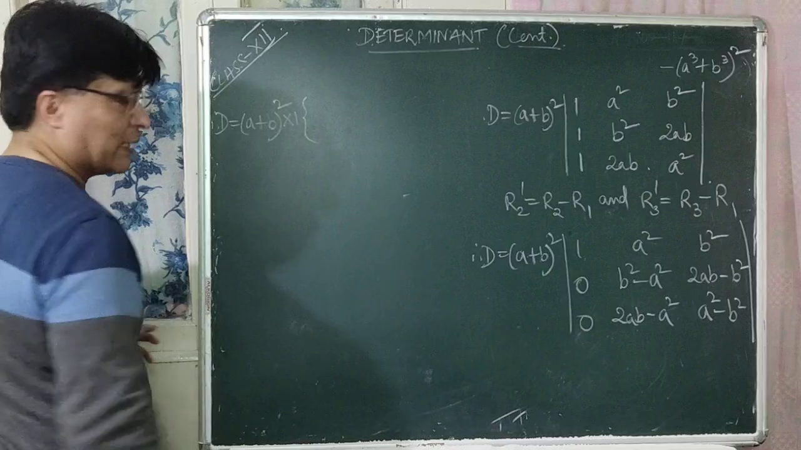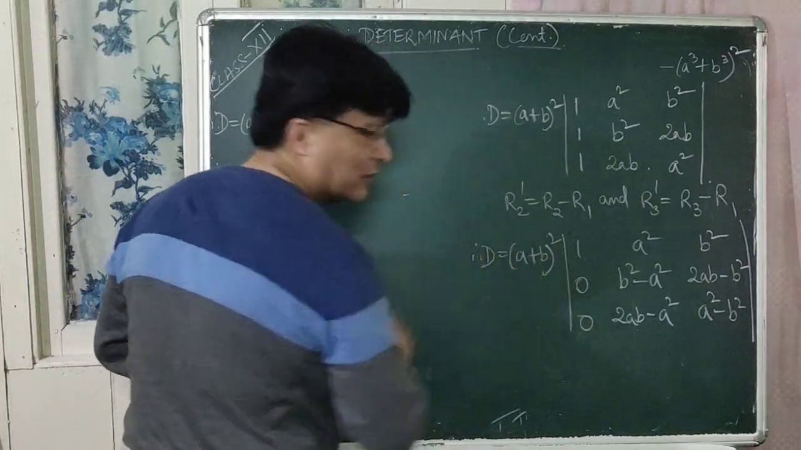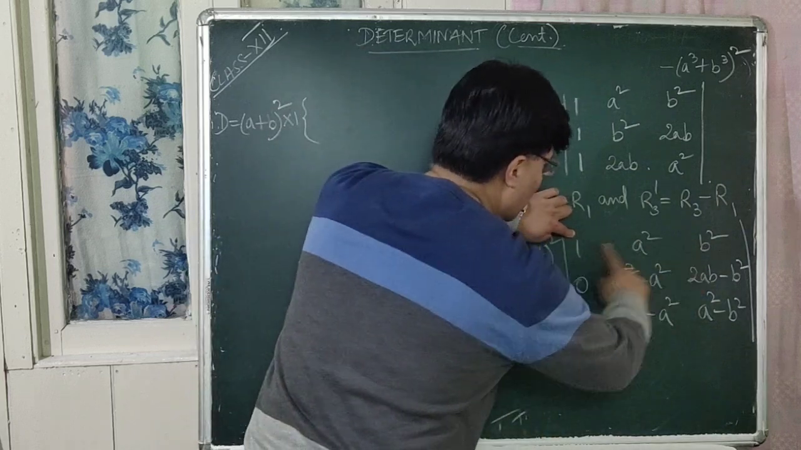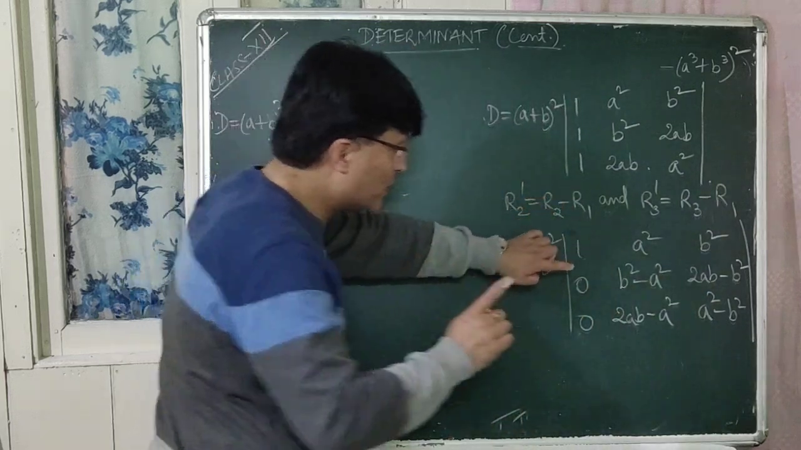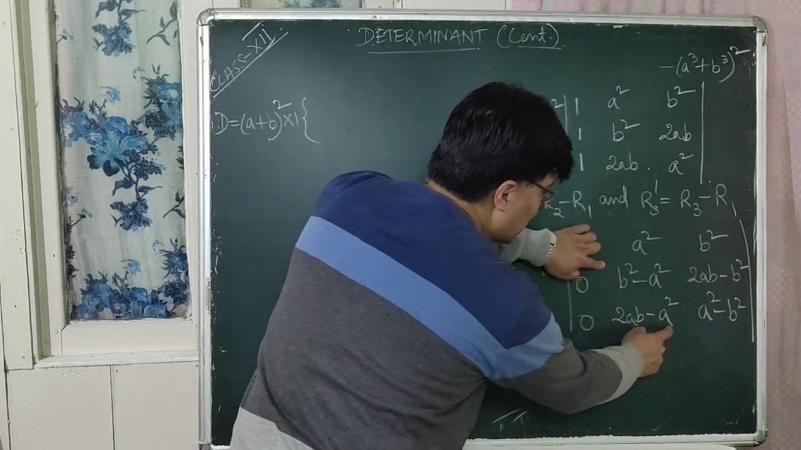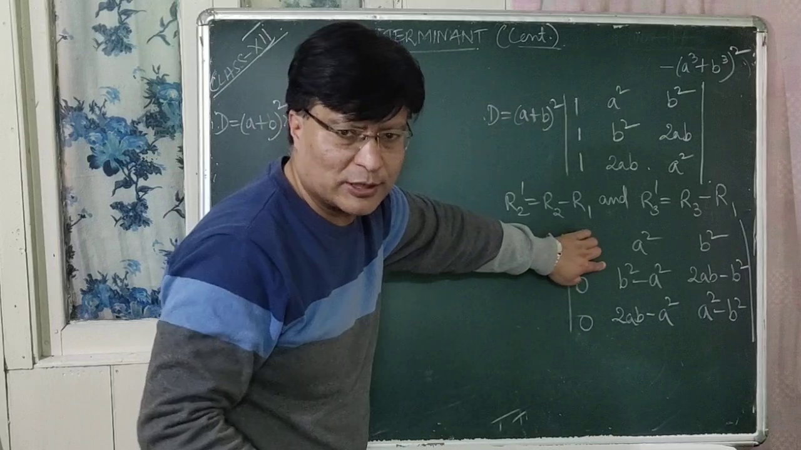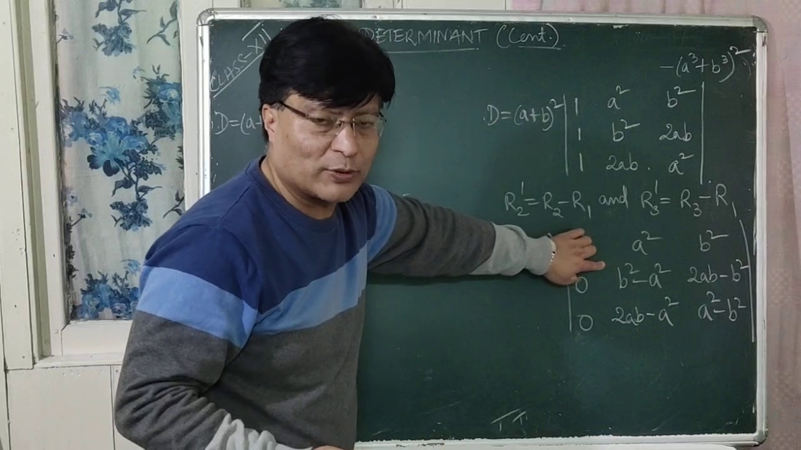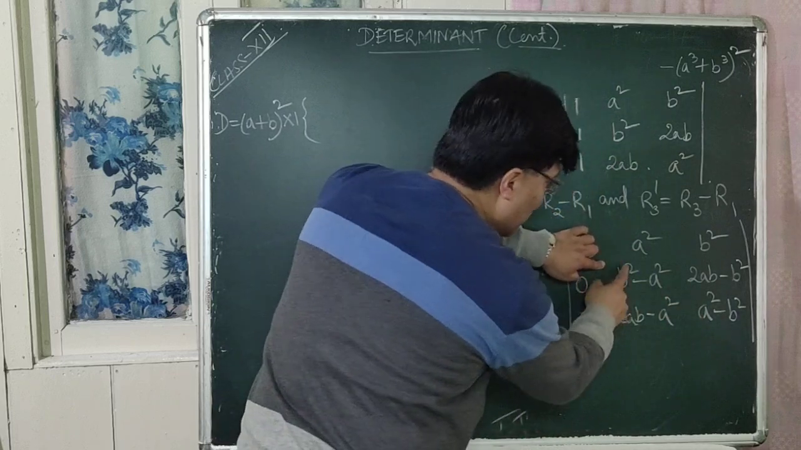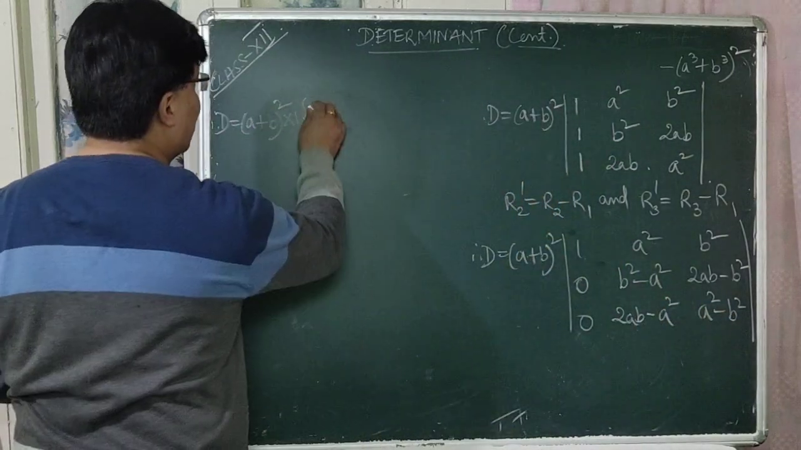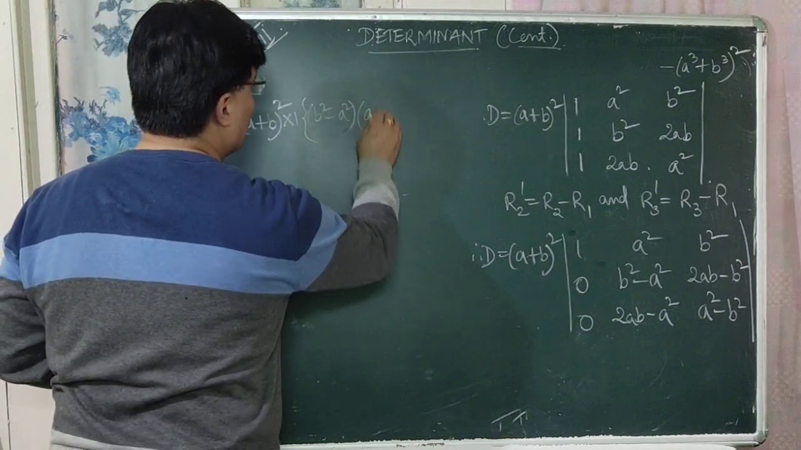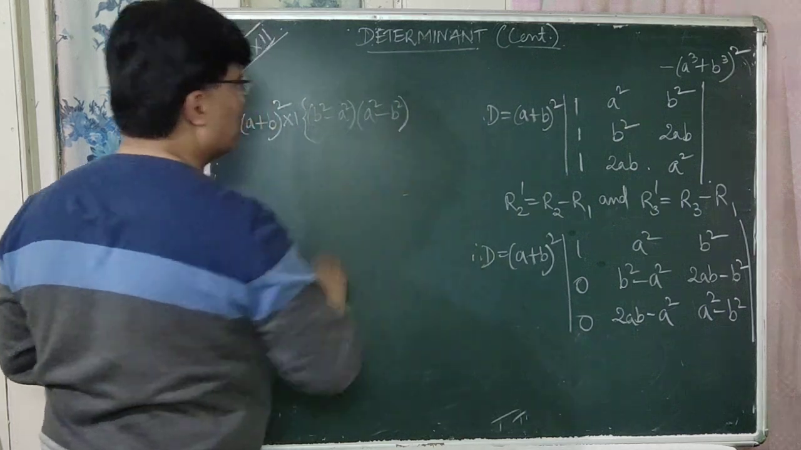So within the second bracket, now this one is considered. You have to delete the row and the column through the element 1. That means the first row and first column are deleted. What remains? B square minus A square, 2AB minus B square, 2AB minus A square, A square minus B square. So this is your second order determinant. You know how to expand it, isn't it? So we can do cross multiplication. Cross multiply B square minus A square by A square minus B square. What do we get? B square minus A square into A square minus B square, right?